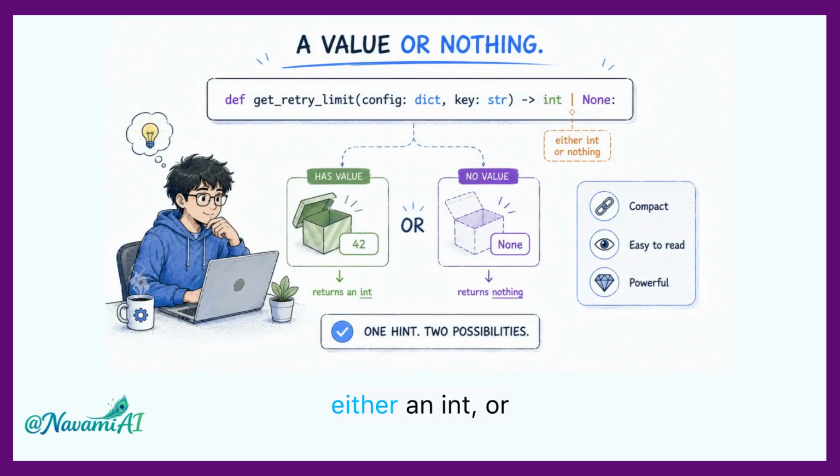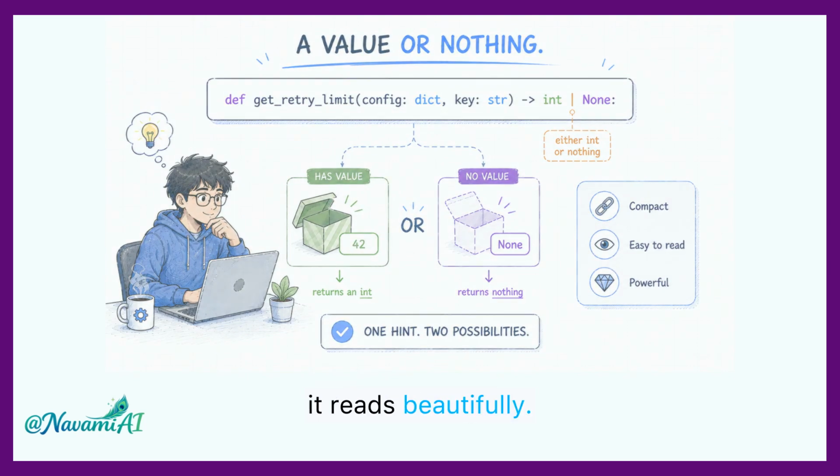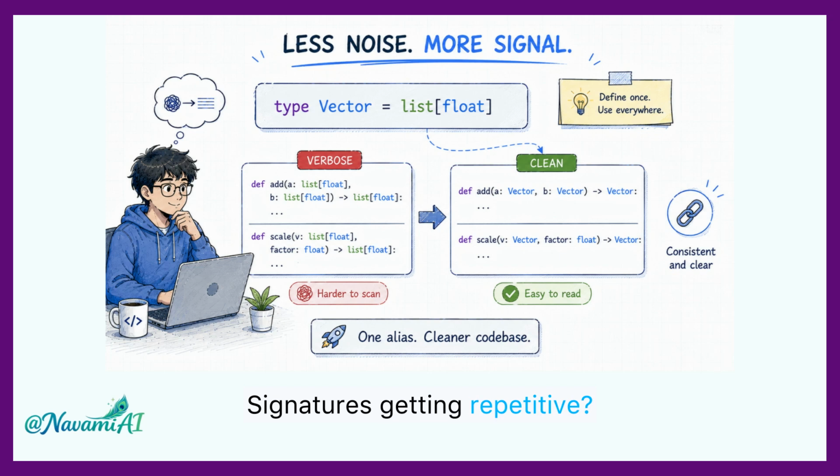Need a value that's either an int or nothing at all? That little pipe operator is doing a lot of heavy lifting and it reads beautifully. Signatures getting repetitive? Type aliases save you. Type Vector equals list of float. Now every function using it just says Vector instead of a wall of brackets. Same meaning, way easier to read.